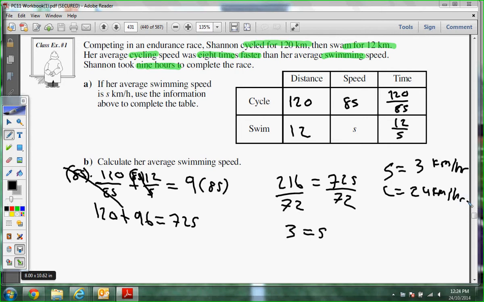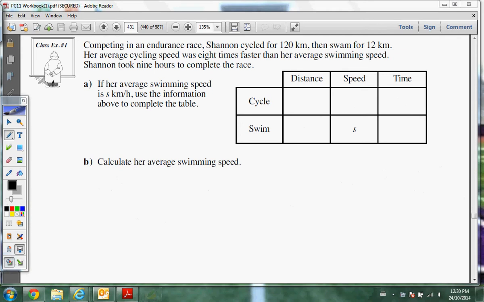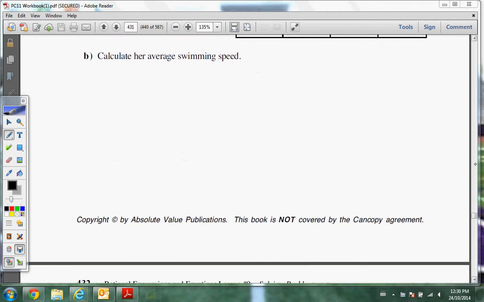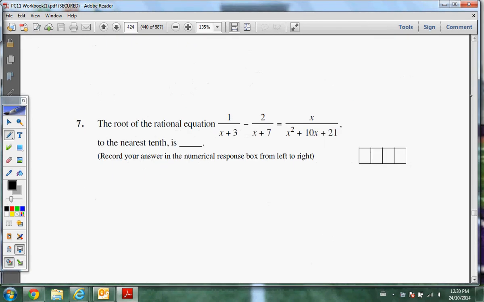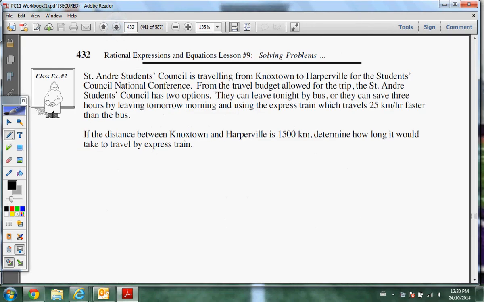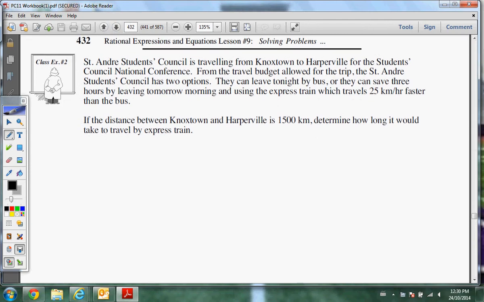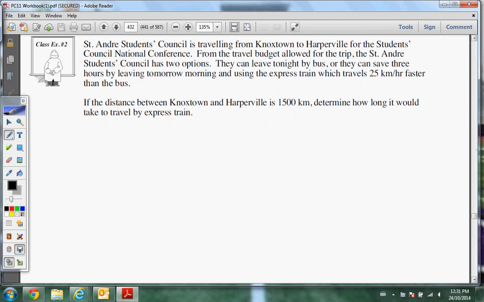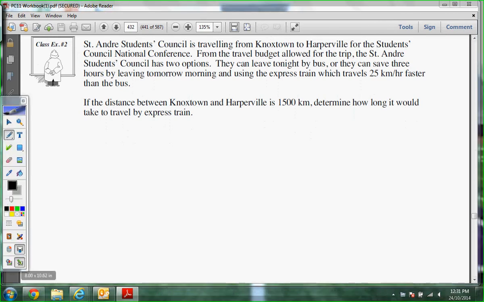All right, we got one more example. Any other questions on that before we do one more? Okay, one more here. Whoa. My scroller has not been very nice. 432. Okay. Move it up just a little bit. All right.